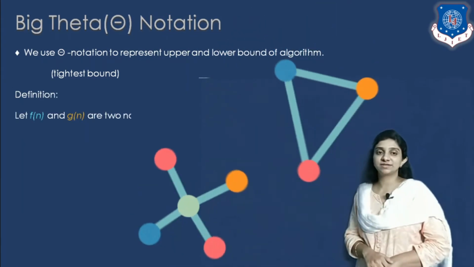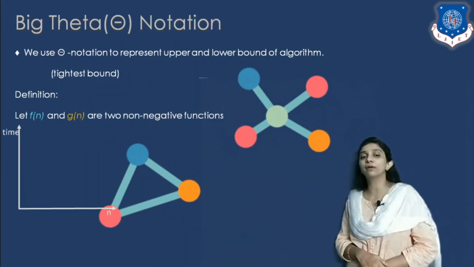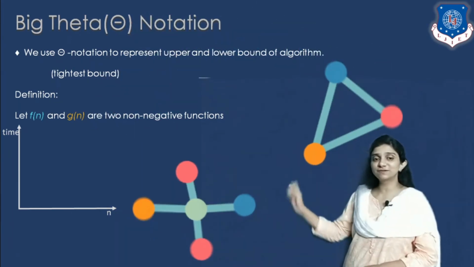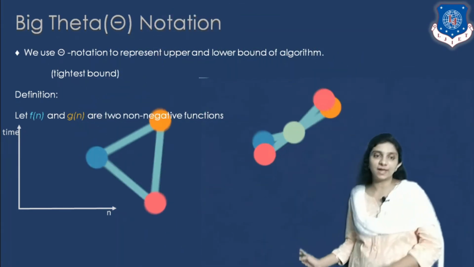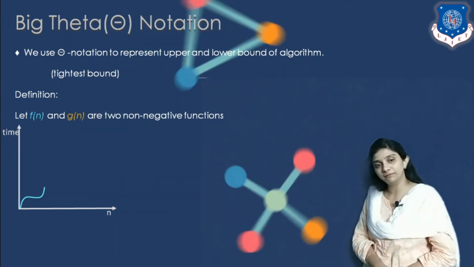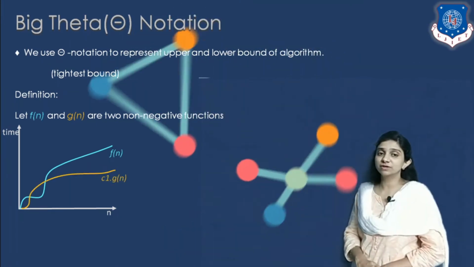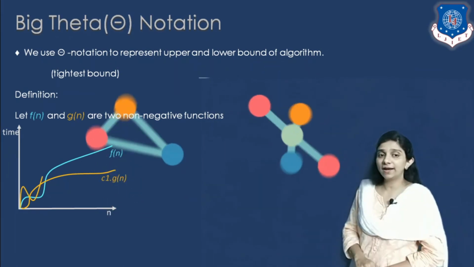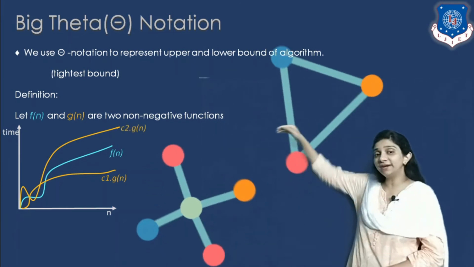Let us define them mathematically. Again, I have two functions f of n and g of n, which are non-negative. Hence, we are representing them on the positive first quadrant of the axes. The x axis represents my input, that is n, and the y axis represents the running time of an algorithm. If there is a function f of n, then there is another function c1 into g of n, which is always smaller than it, and another function c2 g of n, which is always greater than f of n.